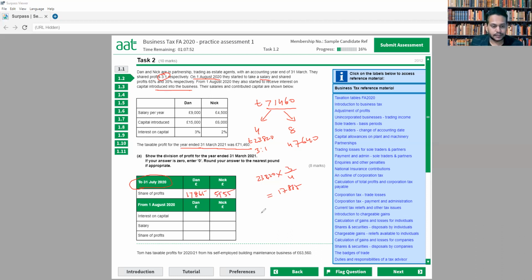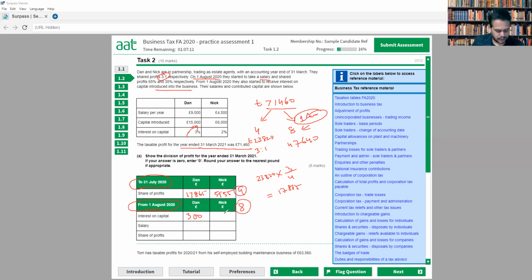Now we have to calculate the salary from 1st of August and the interest on capital. So interest on capital, 3% of 15,000. So let's try to do that. So 15,000 times 3%, that will give us 450. But the interest on capital is started from August, isn't it? From 1st August. That means for 8 months. So we have to do 450 divide by 12 times by 8. That gives us 300. Everything we take from 1st of August for 8 months, because 4 months you already calculated here.